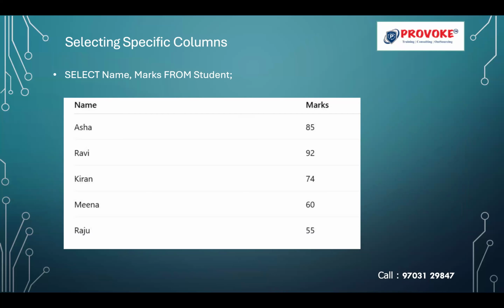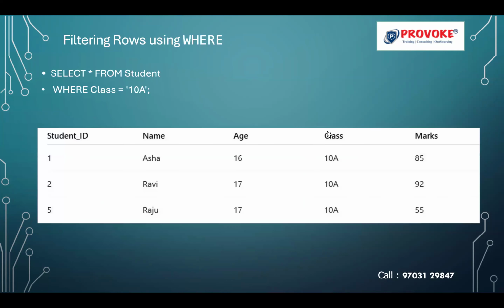So this is the select statement where you will be selecting all the columns using the star. Select star from student will pick all the columns from the table. If you give name, comma, marks, you will be selecting only 2 columns from the table. This is called selecting specific columns.